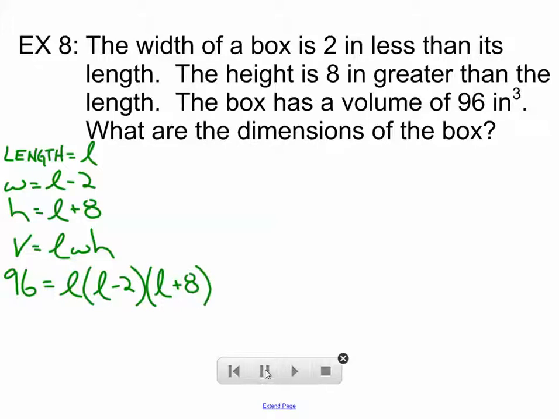Let's pause for a second. Again, volume is length times width times height. I know the volume is 96. I know that the length is L. We assigned L minus 2 to be the width, and we assigned L plus 8 to be the height.